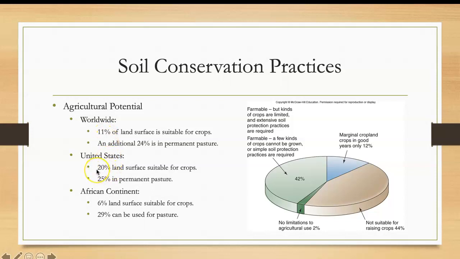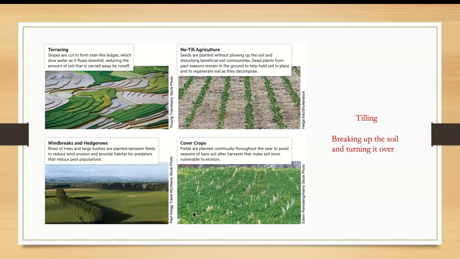The United States is better. Agriculture here is very good. 20% of the land you can use for crops. Why do African people suffer? Because they don't have much land suitable for crops. But we can do something to conserve our soil.